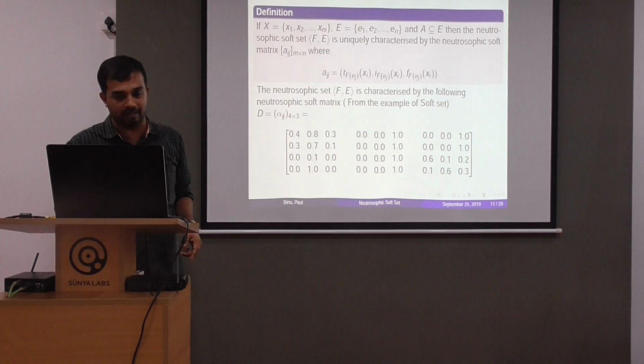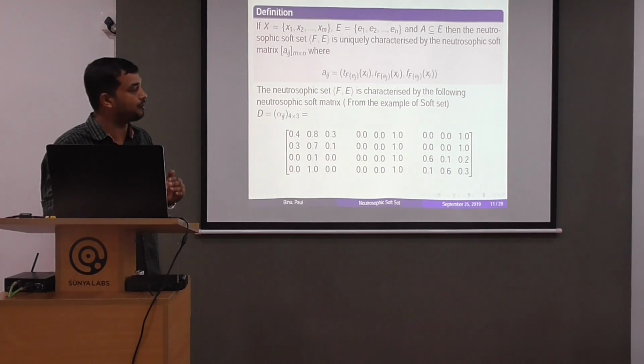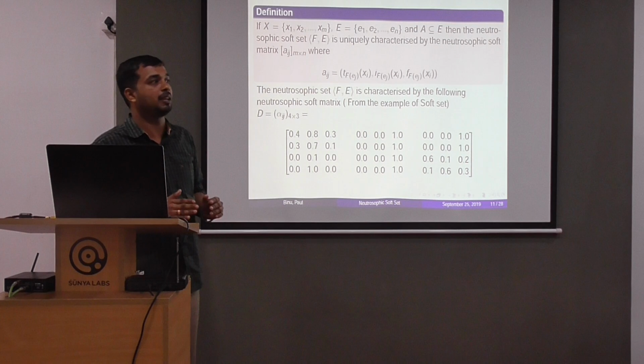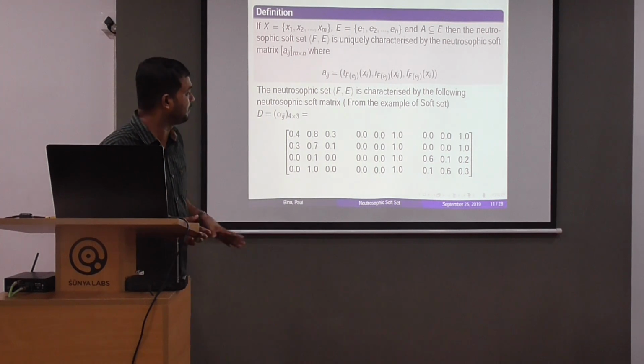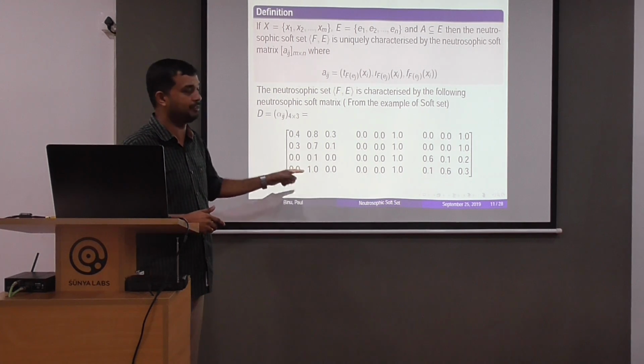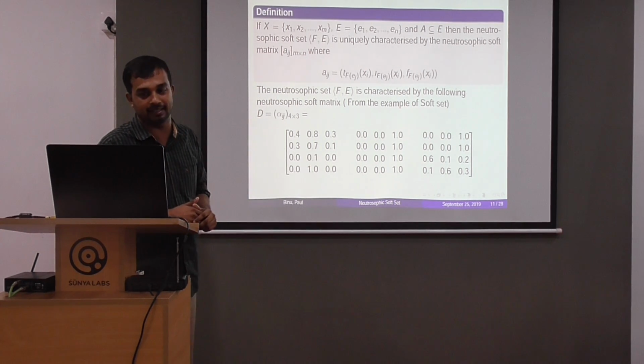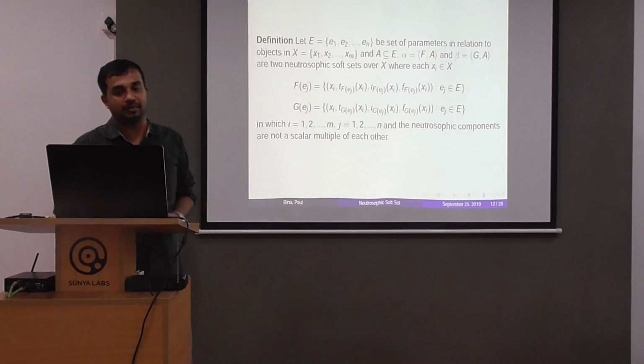Next, we are going to the next definition. A Neutrosophic subset is completely and uniquely characterized by a matrix form like this, where alpha ij is the entry, and the matrix is 4 by 3. This matrix is constructed from the last example we already discussed. Next definition.